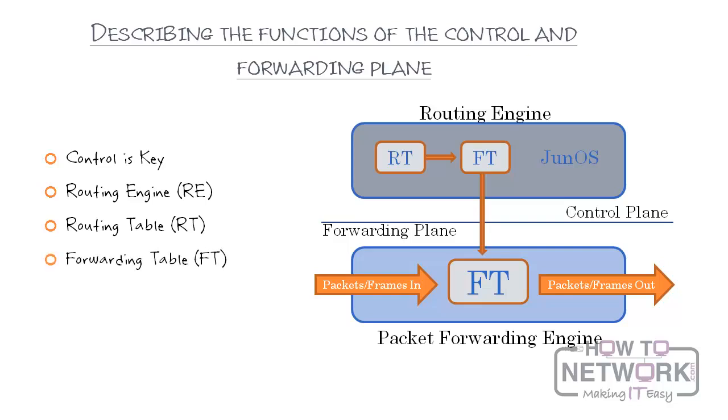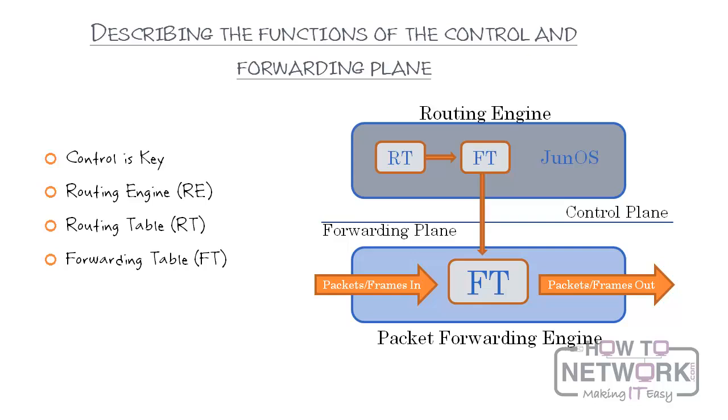When packets or frames come in on an interface, the control plane processes it through the RE, or the routing engine, checking it against the routing table and then the forwarding table, and comes to a determination on where the packet or frame needs to go based on the configuration of the device. The control plane then passes the instructions to the forwarding plane, and the instructions are carried out. The packet will either be dropped or passed on to the outgoing interface.